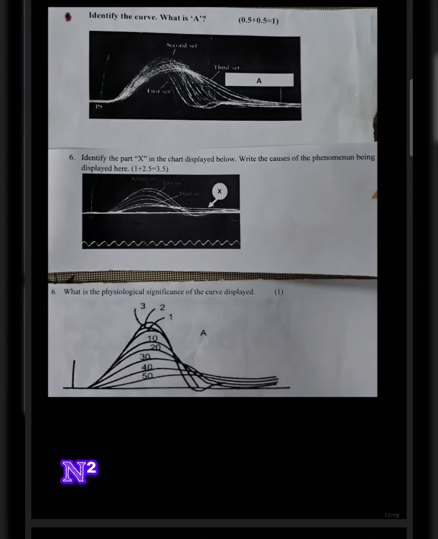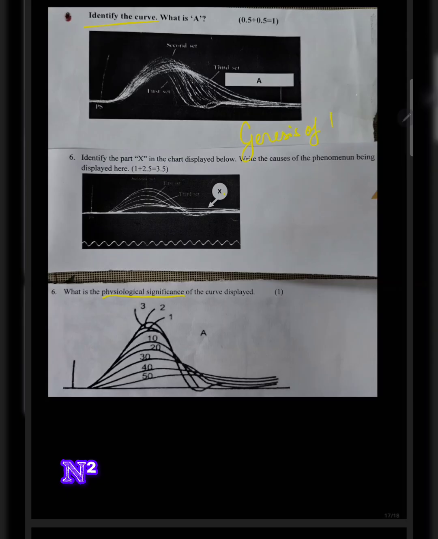So the next question or chart or spot is: identify the curve, what is A. This question can also be framed as: identify the part mentioned X in the chart displayed below, write the causes of the phenomenon being displayed, or they may simply give a pictorial depiction of the chart and ask you about its physiological significance.